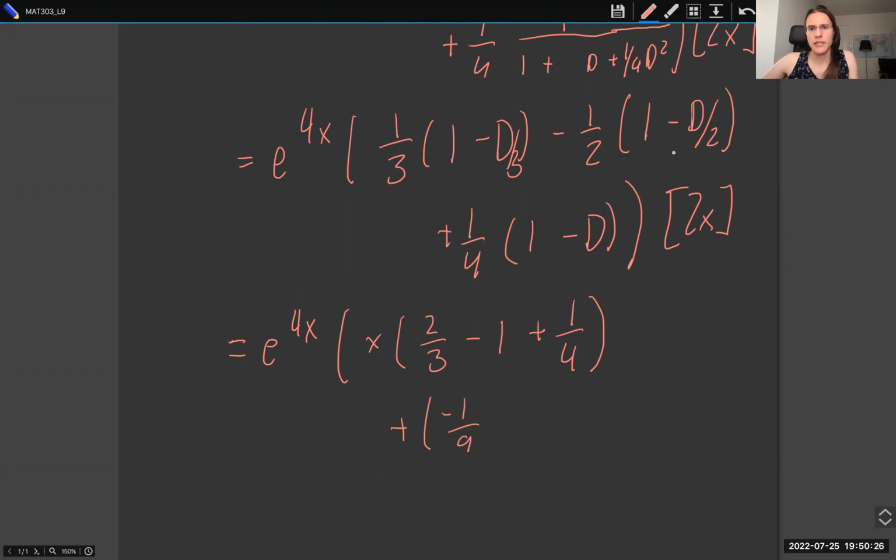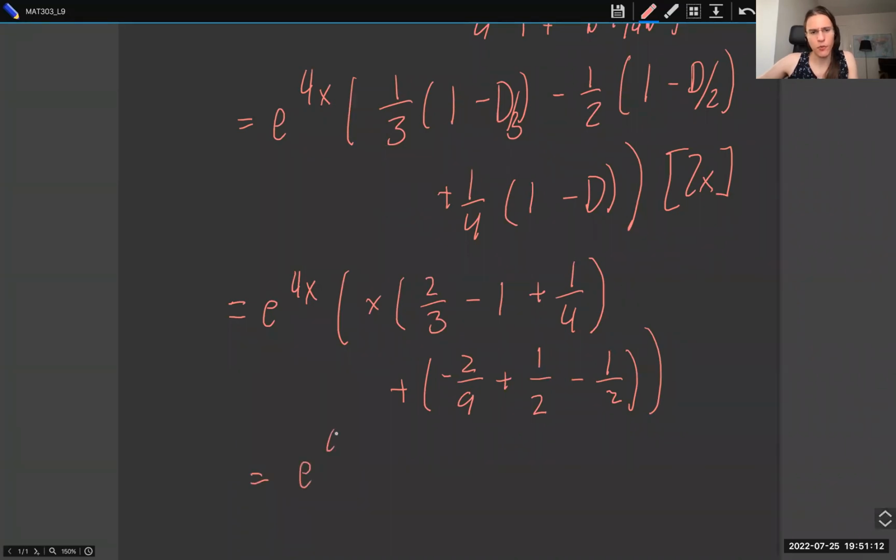Then here I'm going to get, it's a 2x. Sorry, 2/9. Then here we're going to get, so this is minus, this is plus, 1/2, and then minus 1/2. And so that's going to give me e to the 4x. This is just minus 2/9.